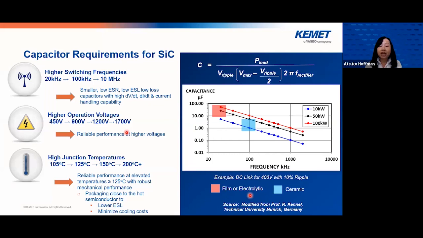As the frequency goes up, let's say above 100 kilohertz, which is the silicon carbide and gallium nitride operating frequency range, the capacitance requirement goes down to a few microfarads and less. Ceramic capacitors become feasible to use in this frequency range with wide bandgap semiconductors. And we see the same trend not only in the DC link that we talked about here, but also in resonant circuits and in snubber applications as well.